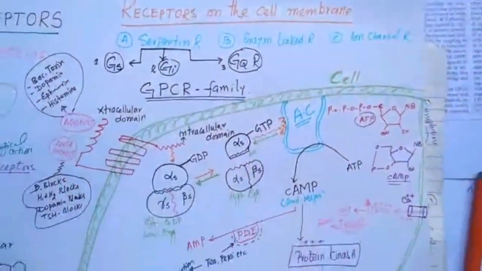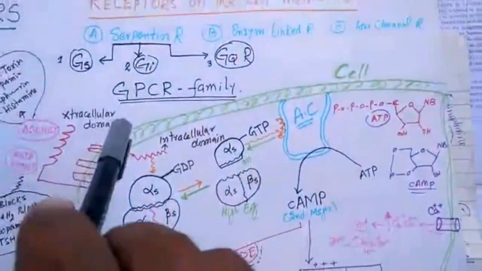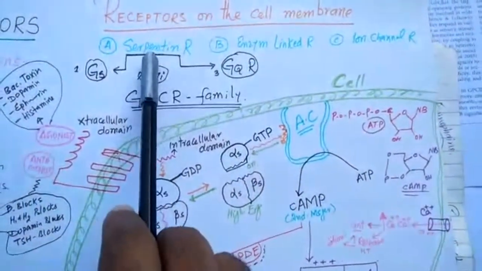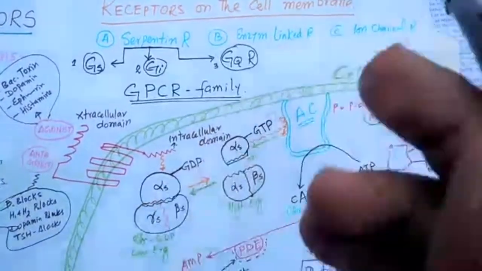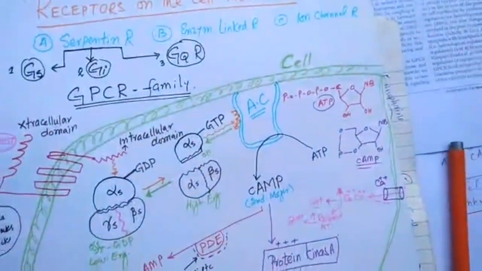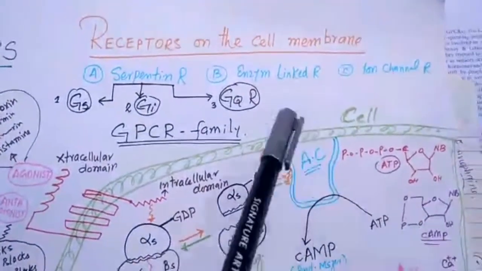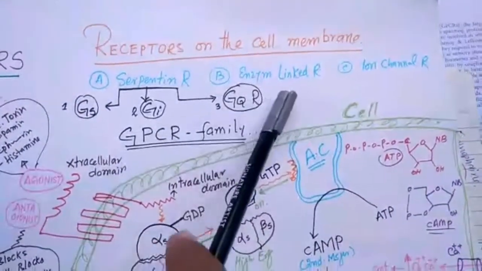Receptors and the cell membrane. There are generally three types on the cell surface: serpentine receptors, enzyme linked receptors, and ion channel receptors.